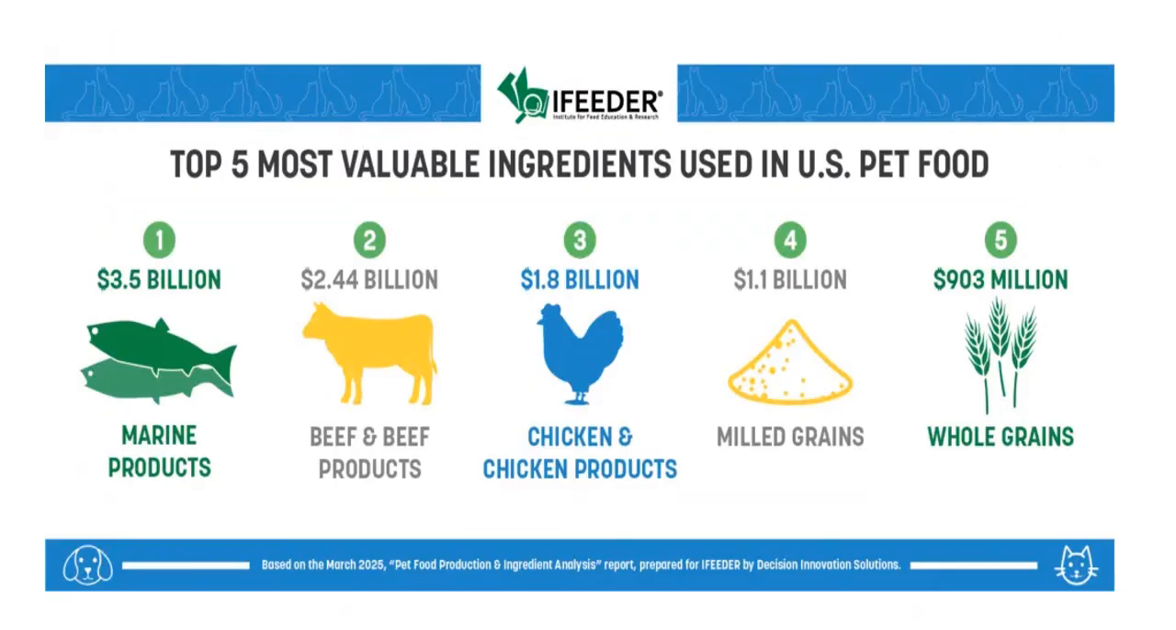Here, just to get an idea, are the five most valuable ingredients used in pet food in the US. The major one is marine products or fish origin, but mostly the secondary fish resources or fish byproducts are used. The second is beef origin, again the secondary quality or beef byproducts. Third is poultry origin, the chicken byproducts, and next are grains and other whole grains.